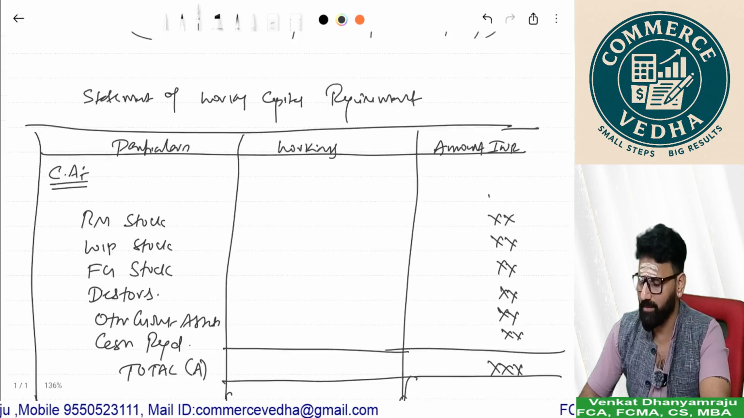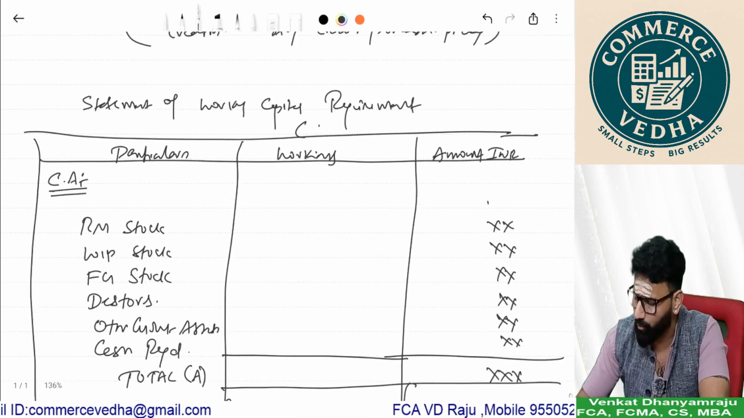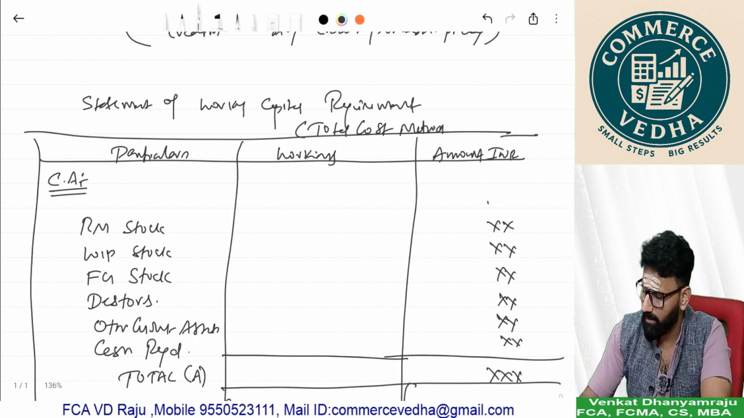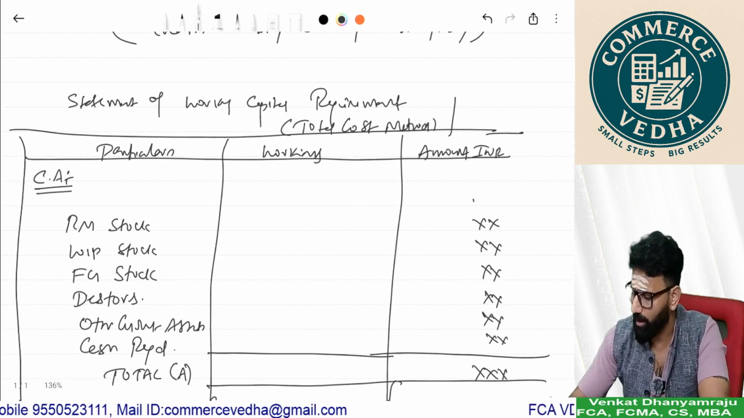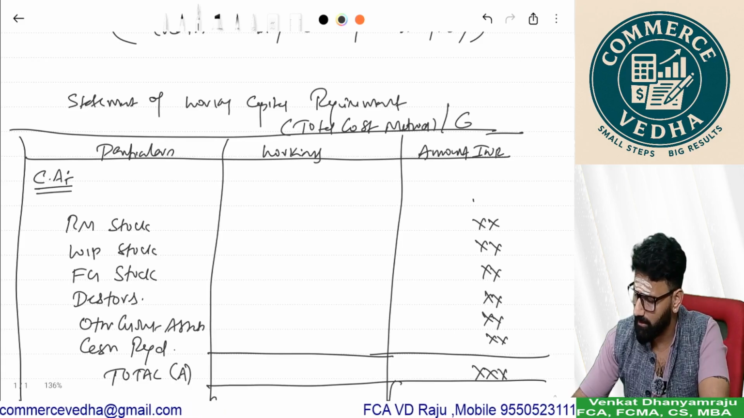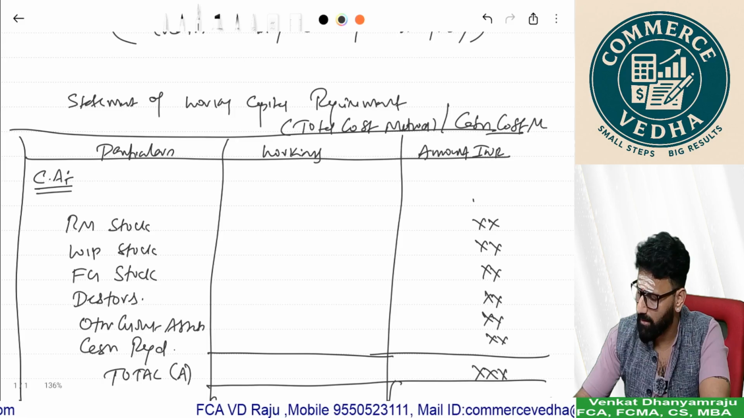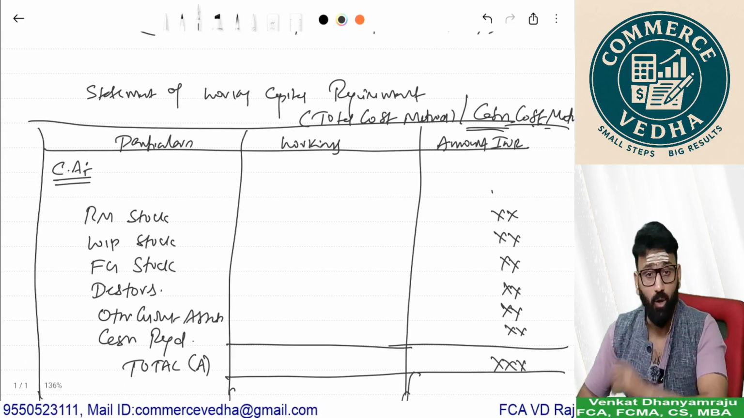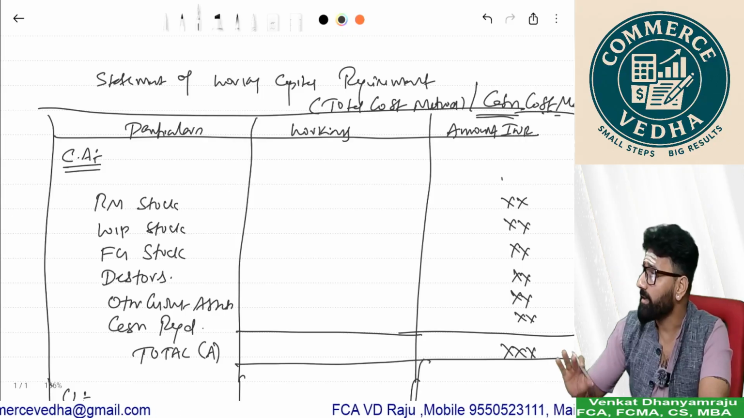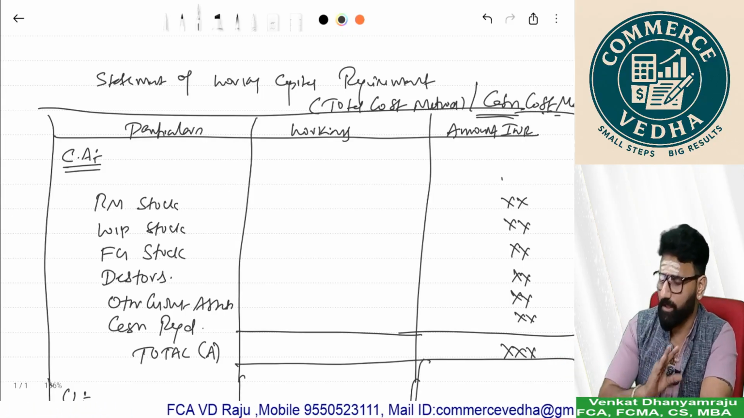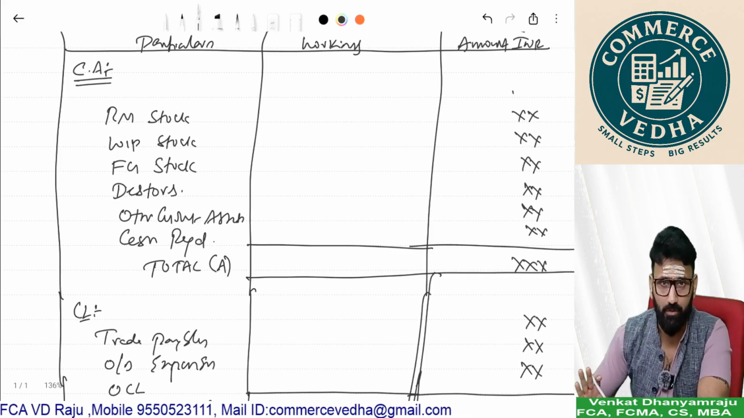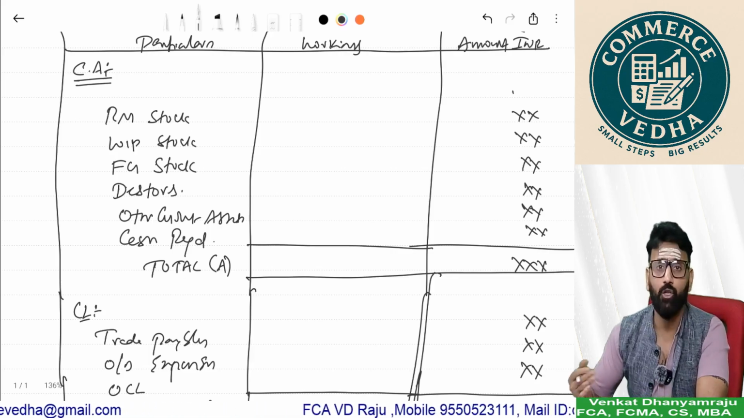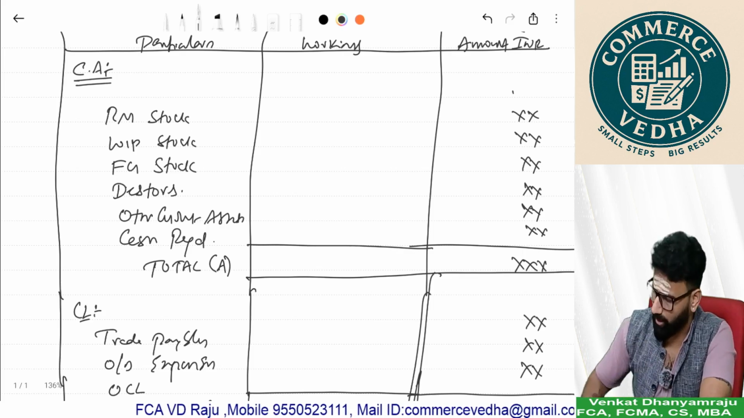Now comes what this statement is all about. It can be prepared in two ways: total cost method or cash cost method. So there are two requirements to prepare the statement of working capital. One is total cost method, the other one is cash cost method. Whatever the method, the presentation doesn't change. Only the numbers, the workings will change for cash cost and total cost. What is cash cost and total cost? Now we'll go and understand.